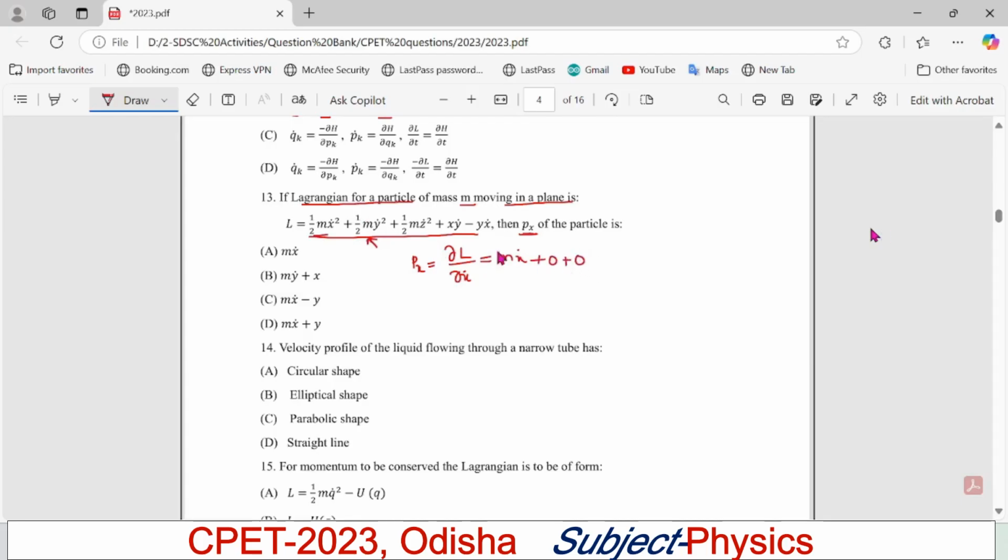Third term also will be 0. Fourth term, x dot term is not there, so it will be 0. In the fifth term x dot is there, so we can find minus y. So the answer will be C option, mx dot minus y.